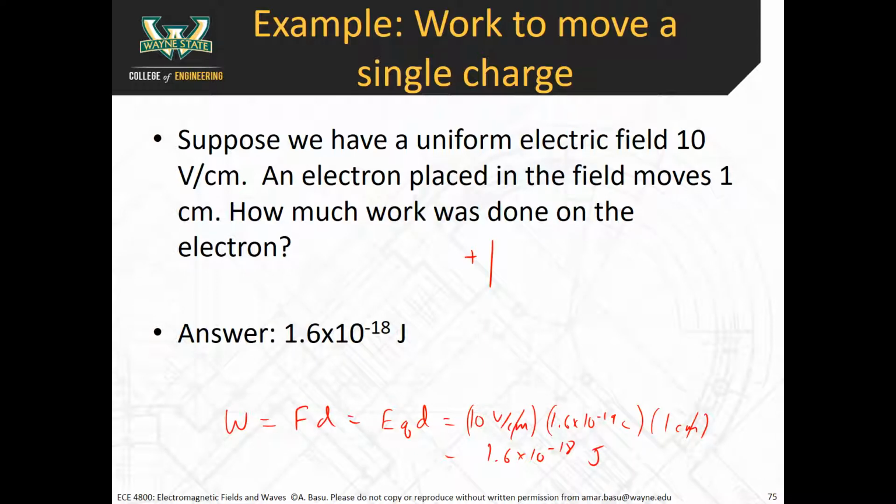If you have a positive work, that means you're working against the field. You actually have to physically move it against the field. Yes, it's negative work. How much work was done on the electron? The electric field. So the negative sign is calculating how much energy the electron lost when it moved.